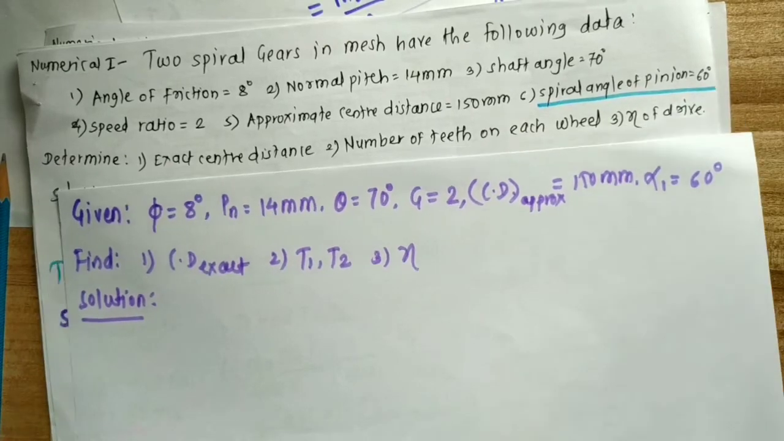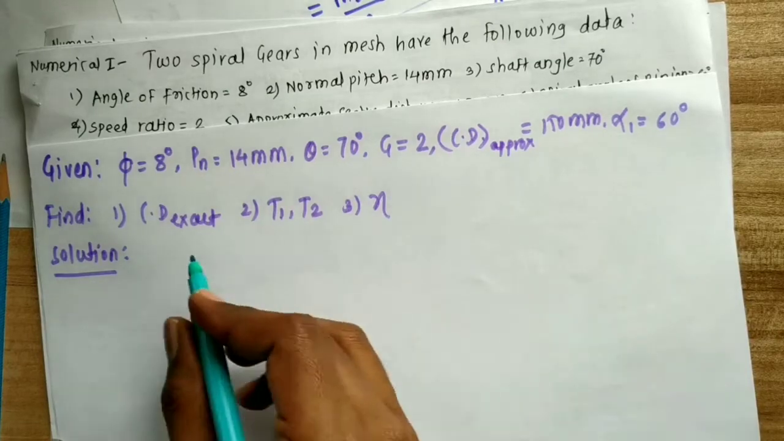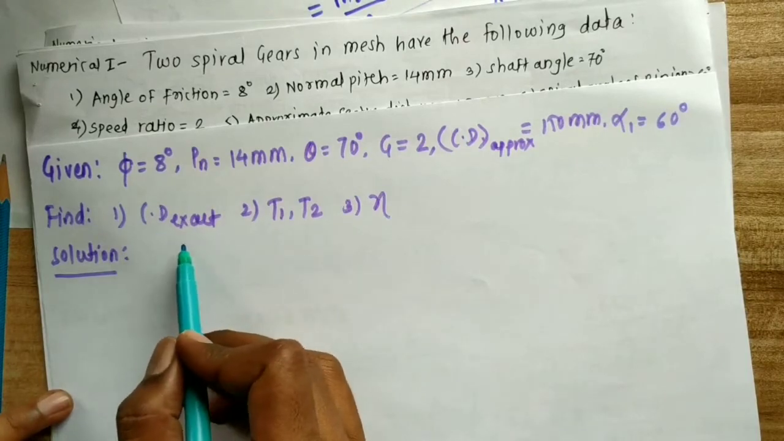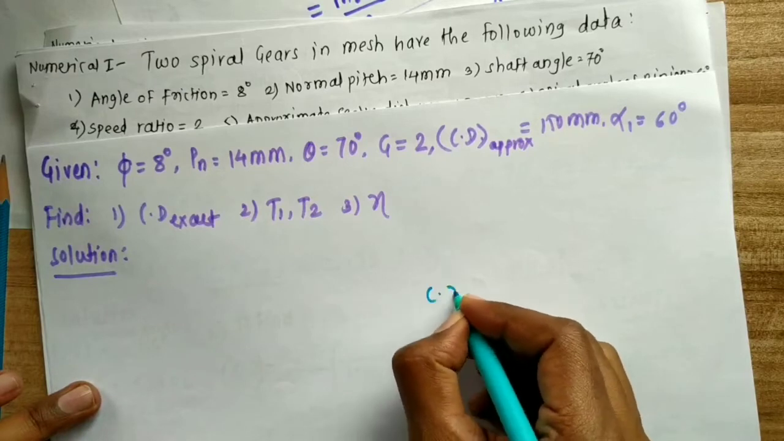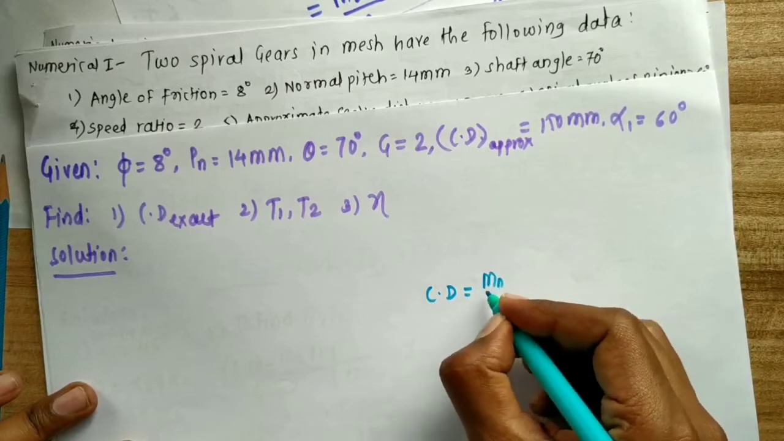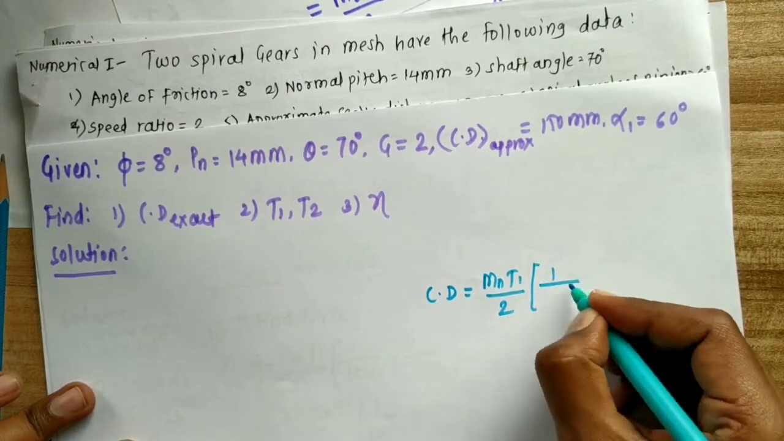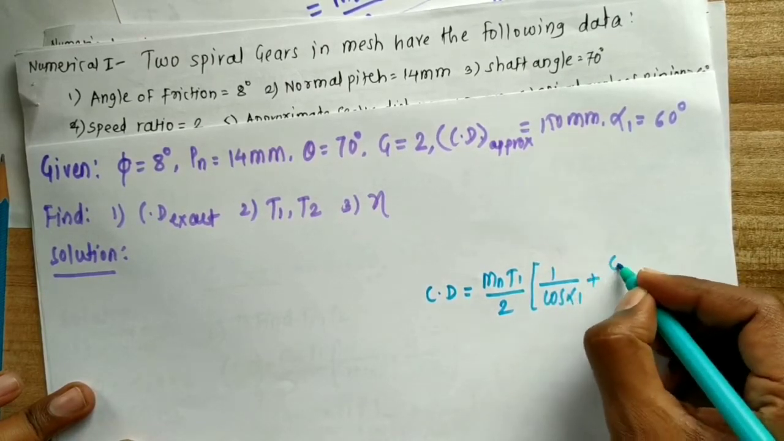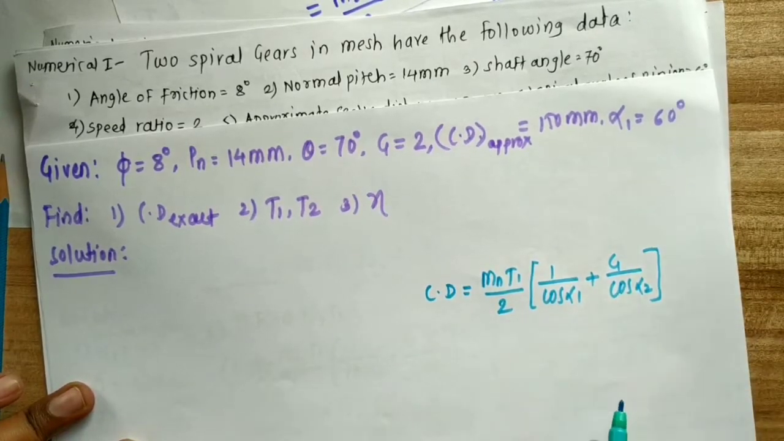We know the formula for efficiency, central distance. So what is the formula for central distance? That we already discussed. We know that CD, I'll write here as it is. First I have to find out, but to find CD exact I have to find out some other data. So I'm writing the formula here. So let's say CD exact or central distance formula is equal to, we know it is equal to what? If you remember, Mn into T1 by 2 into 1 upon cos of alpha 1 plus G upon cos of alpha 2. This is our expression for central distance.